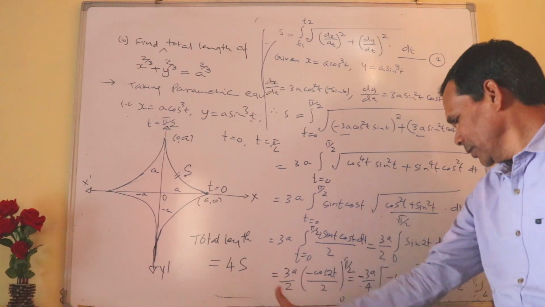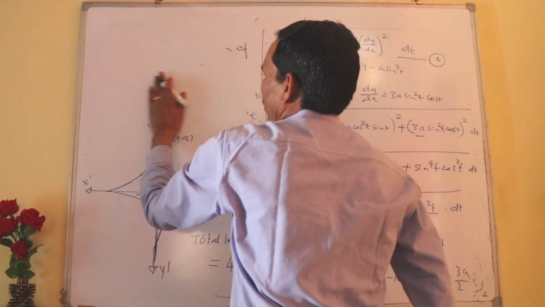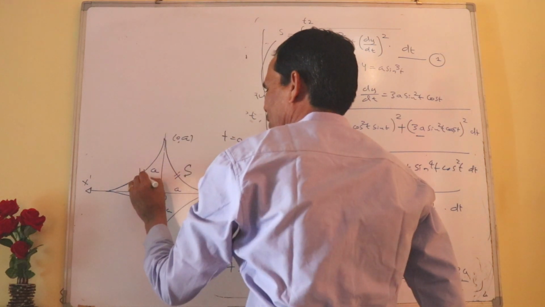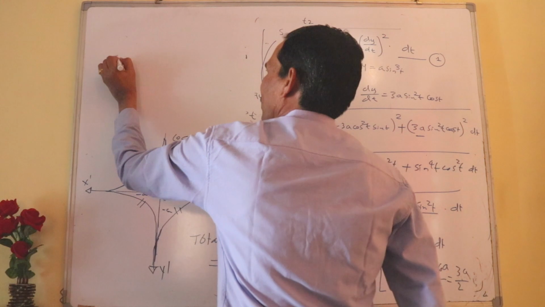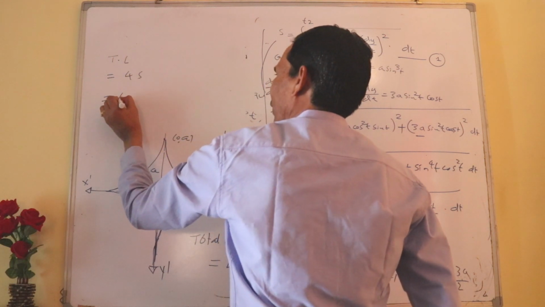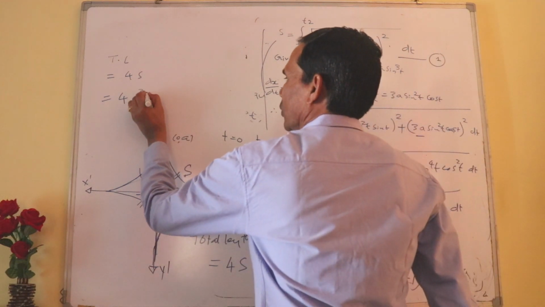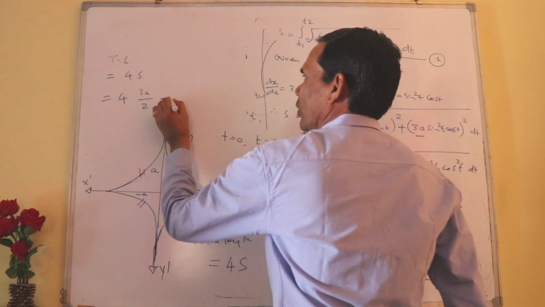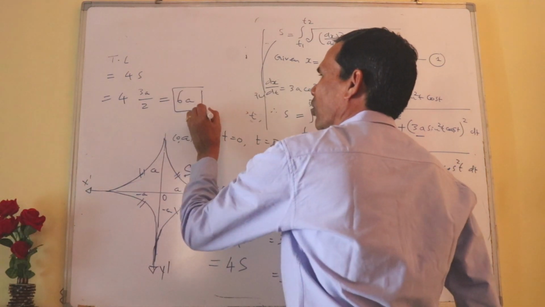So the total length of the asteroid means this plus this plus this plus this. So the total length is equal to 4 times S, I put the value of S. S would be 3 times a divided by 2. 4 times 3a divided by 2 means it is 6 times a. This is the length of this curve.